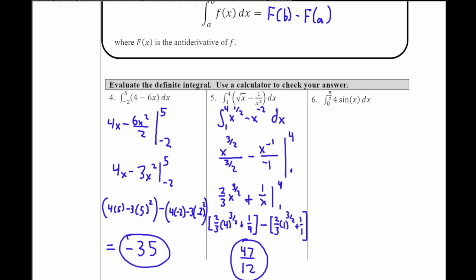Again, for these answers, practice doing this on the calculator using the math 9, I believe, for the integral. Type this in to see if you get these same answers.